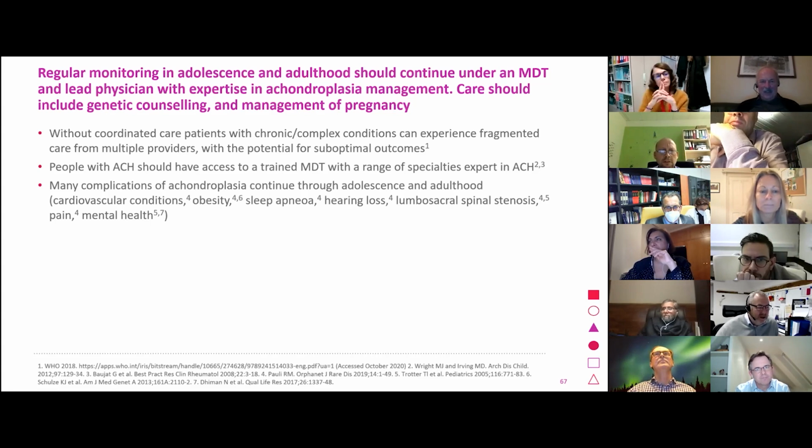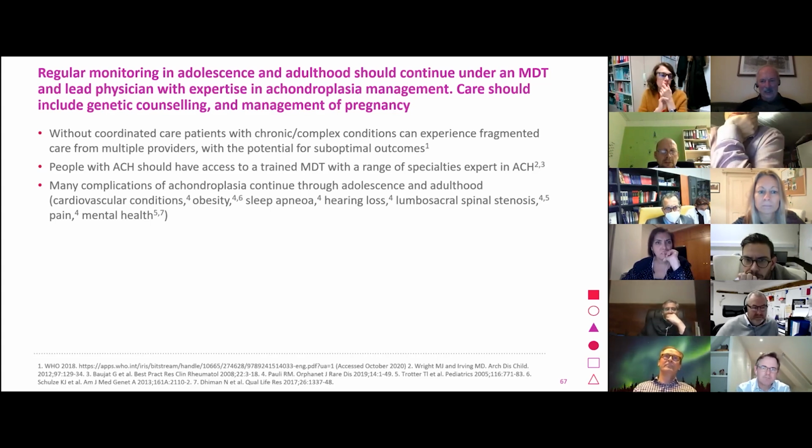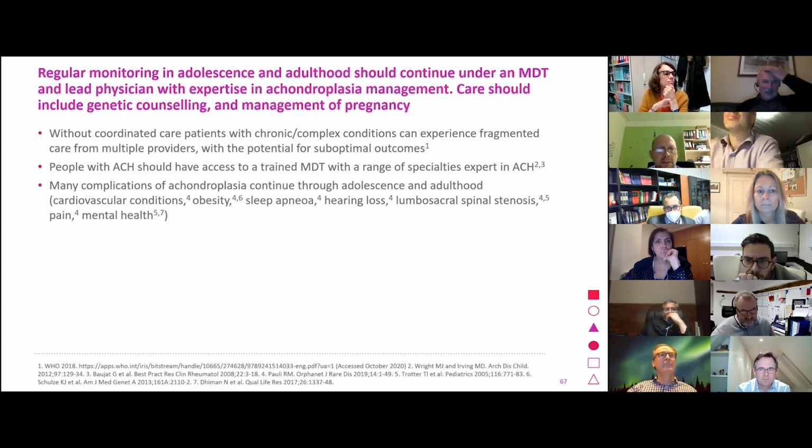Okay, the next statement is: regular monitoring in adolescence and adulthood should continue under a multidisciplinary team and lead physician with expertise in achondroplasia management. Care should include genetic counseling and management of pregnancy. Are there any comments?